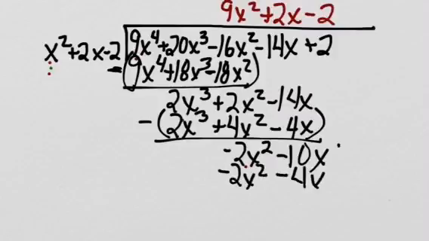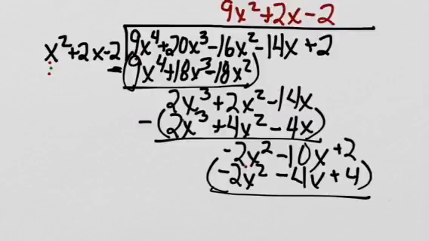Oh, I forgot to bring down that last constant. And that's a positive 4. And as always, we wrap that up and subtract it. That double negative here and here becomes a positive, so those cancel each other out. That becomes a positive, and that becomes a negative. So that is our remainder.